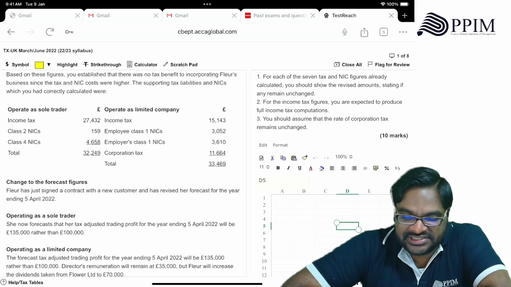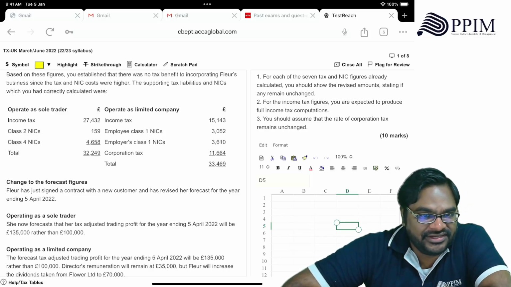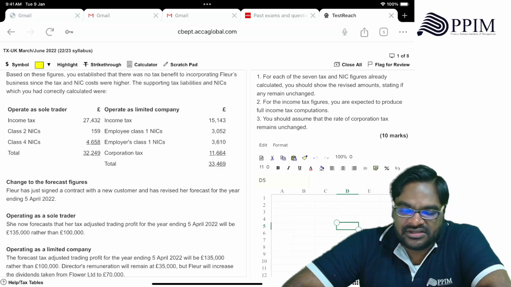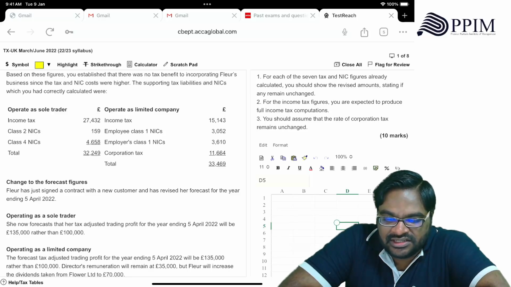As a sole trader, income tax is 27,432. Class 2 NIC, the number will change. Now it should be 174, right? 3.45 into 52. Class 4 also, the amount might change. Then for the limited company, you have the income tax, employee class 1, employer's class 1, and the corporation tax.